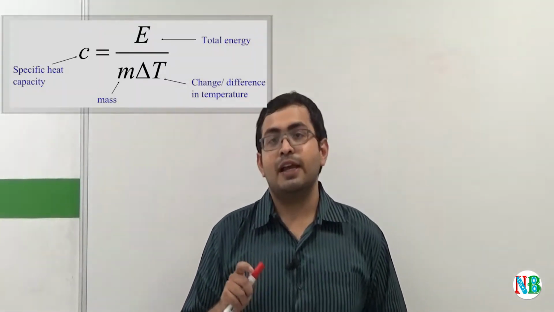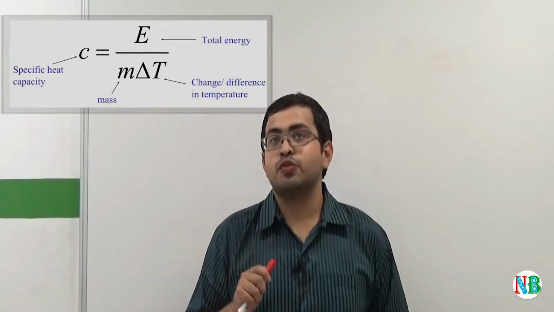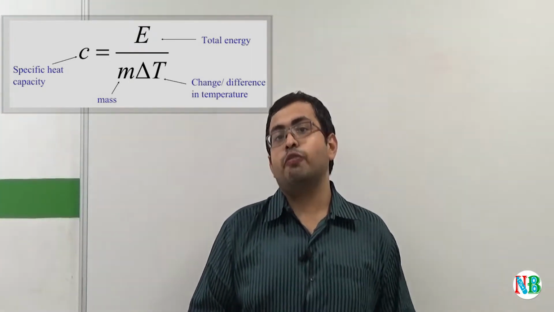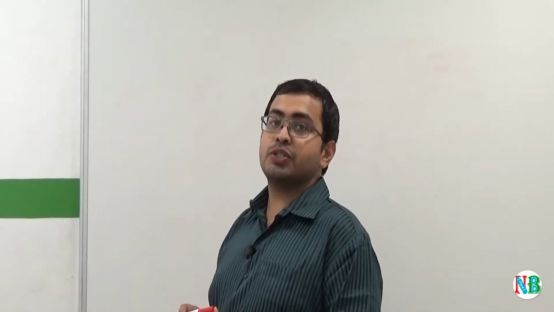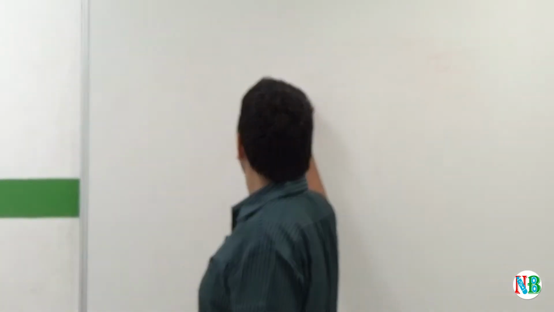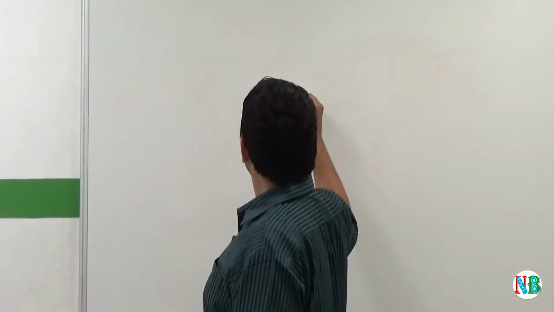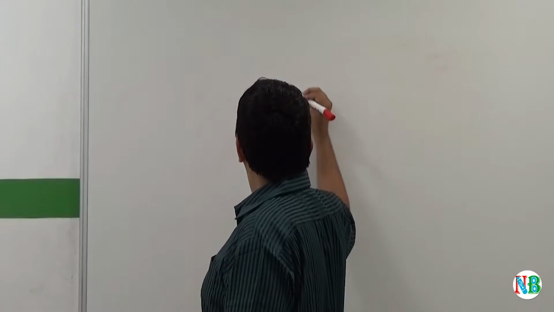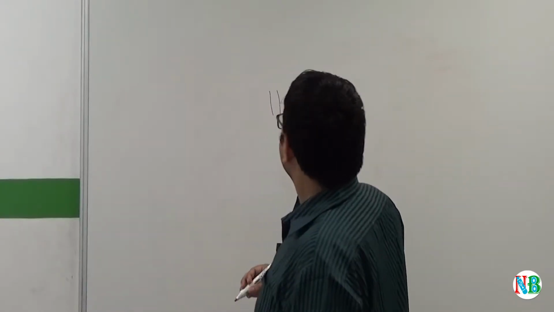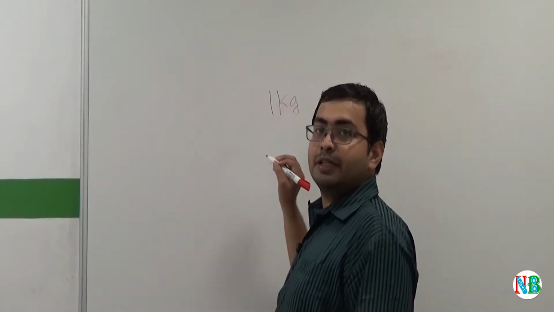The specific heat is a particular value of heat capacity. It measures the amount of heat which is needed to raise the temperature of 1 kilogram of mass by 1 Kelvin. So, specific heat is the amount of heat required to raise the temperature of 1 kilogram of mass by 1 Kelvin. So, we know what the specific heat is and we know what the heat capacity is.